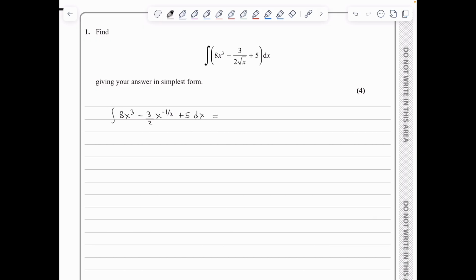Well, we know that in integration we increase the power by 1 and we divide by the new power. So we're looking at 8x to the 4 over 4 minus 3 over 2x to the half over 1 over 2, and then plus 5x plus the constant of integration. Well, I can see that the 8 with the 4 simplified to leave me with the 2 in the numerator, and the 2 with the 2 will cancel out. So we arrive at 2x to the power of 4 minus 3x to the power of a half plus 5x plus c.